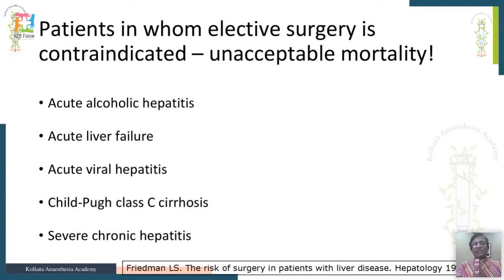So who are these patients on whom elective surgery is an absolute no because of the unacceptable mortality? You are not going to touch these patients with your barge pole. Anybody who has features of acute alcoholic hepatitis, acute liver failure, acute viral hepatitis, a Child-Pugh score of class C, a score which gives you a class C cirrhosis, or somebody with severe chronic hepatitis. And this was given by Friedman, and it is so true even today.